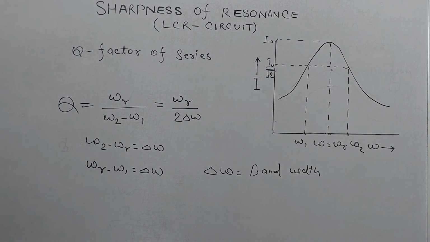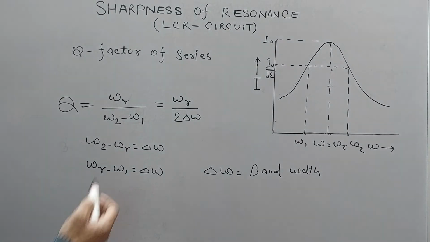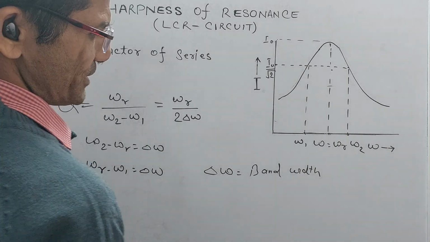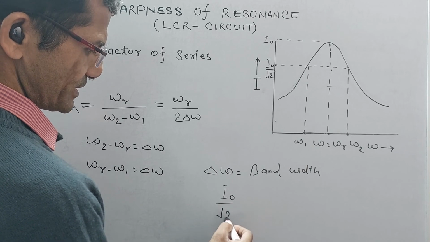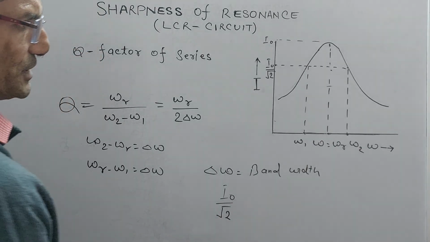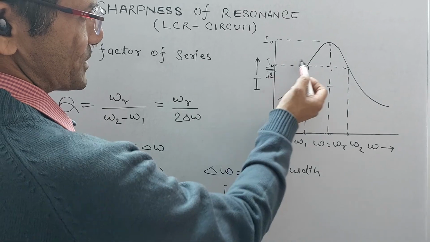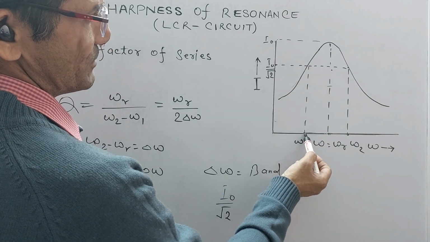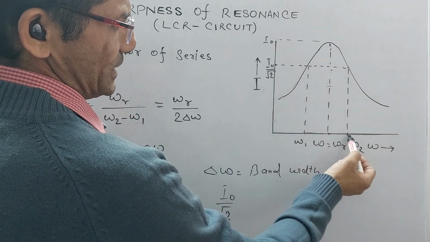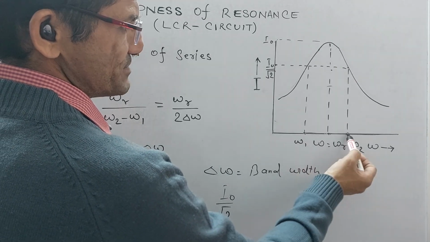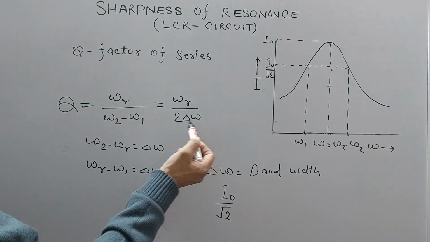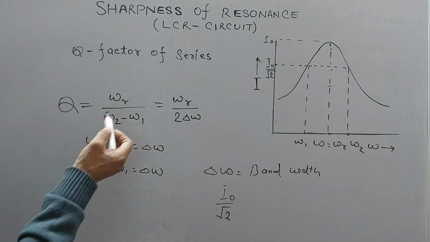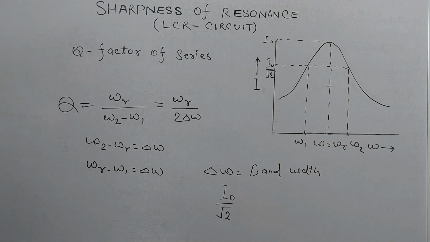So omega 1 and omega 2 are the corresponding values when the current amplitude becomes I naught upon root 2. So at the I naught upon root 2 corresponding frequency, one is omega 1 and another one is omega 2. The difference between them, omega 2 minus omega 1, will be equal to twice the bandwidth. So mathematically this is the expression for the Q factor of a series LCR circuit.